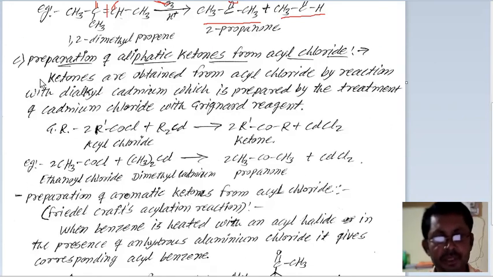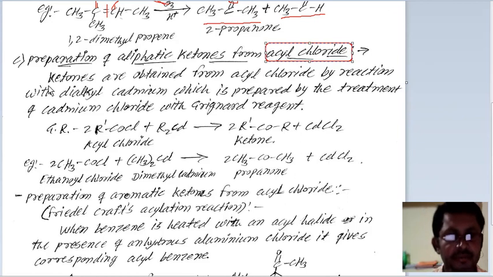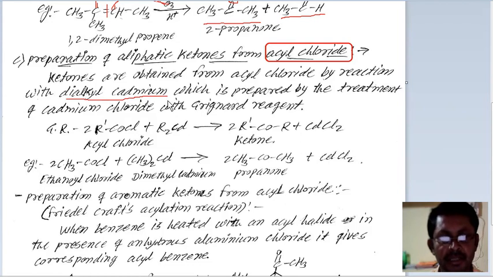The next preparation method is the preparation of aliphatic ketones from acyl chloride, that is, by acylation. See here, ketones are obtained from acyl chloride by reaction with dialkyl cadmium, R2Cd. Dialkyl cadmium is prepared by treatment of cadmium chloride with Grignard reagent.